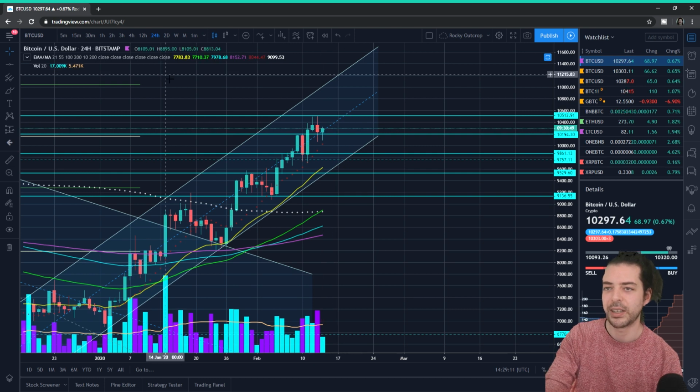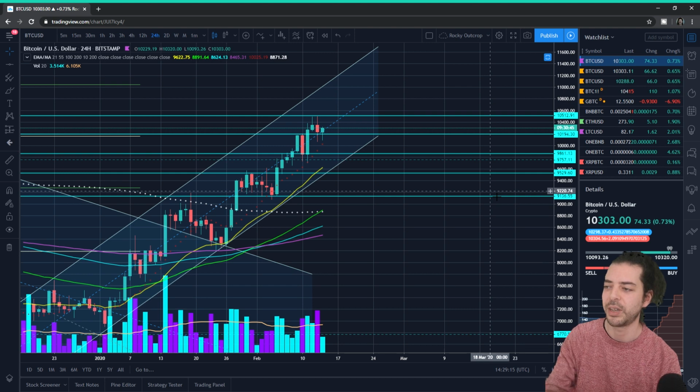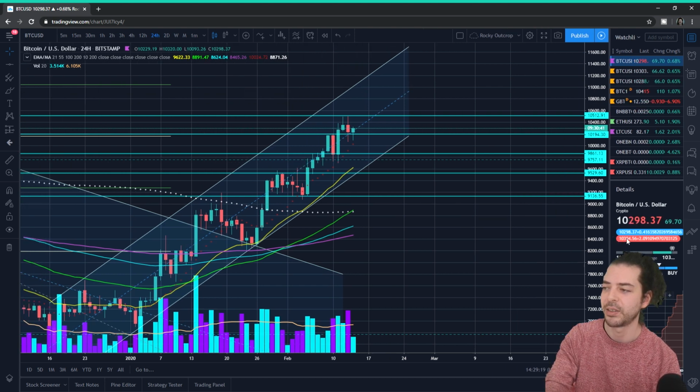Now, over the last few days, we've had some volatility in the market. You can see the current price is 10,303. We've had lows of 10,093, and we've had highs of 10,320 or something like that, it says on the day.